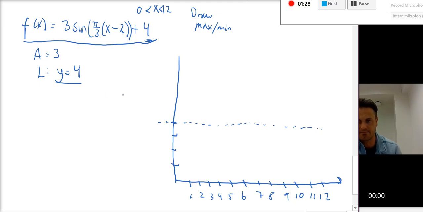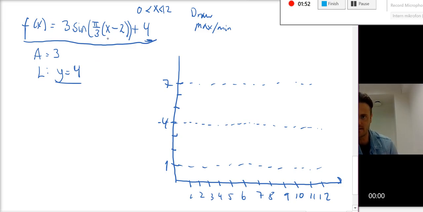And the amplitude is 3, which means that we go 3 up. We have 4 here, so we go 3 up to 7 and 3 down to 1. So here's the frame of the graph. We will have a graph which goes up and down between 7 and 1.